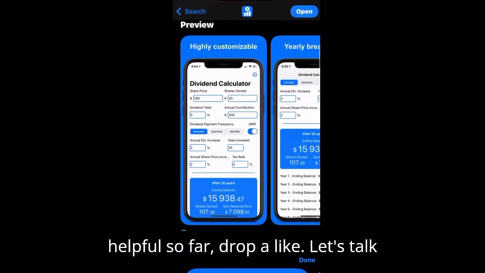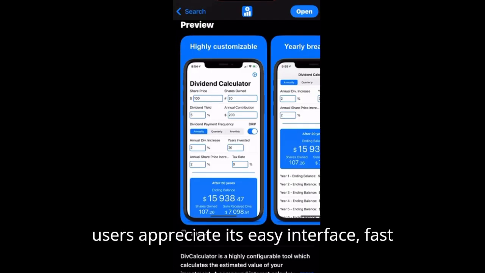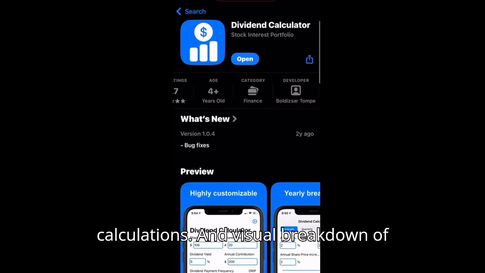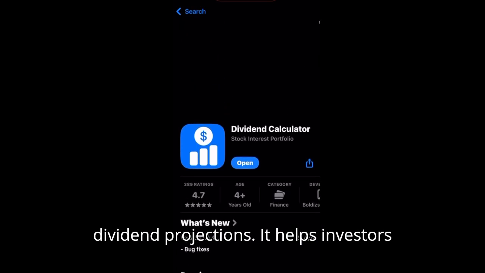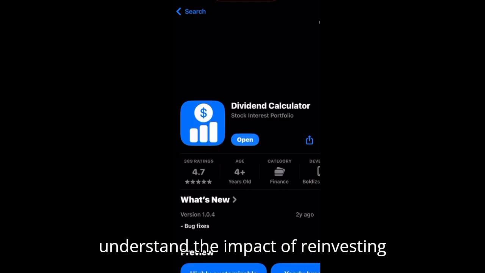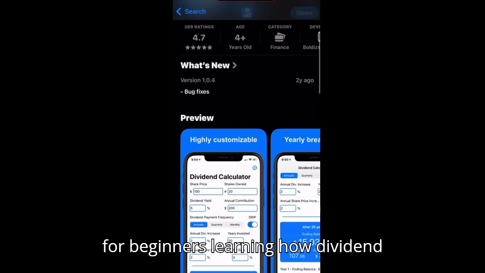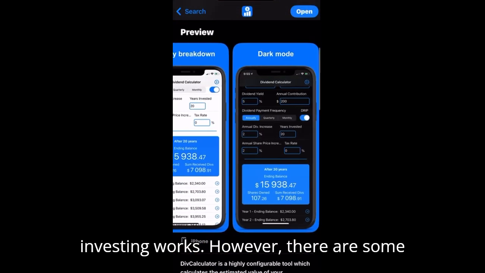Let's talk about how it performs in actual use. Many users appreciate its easy interface, fast calculations, and visual breakdown of dividend projections. It helps investors plan long-term income goals and understand the impact of reinvesting dividends. The app is especially useful for beginners learning how dividend investing works.